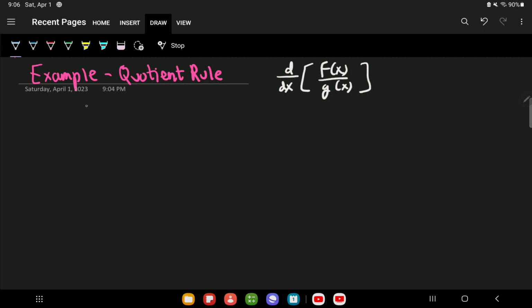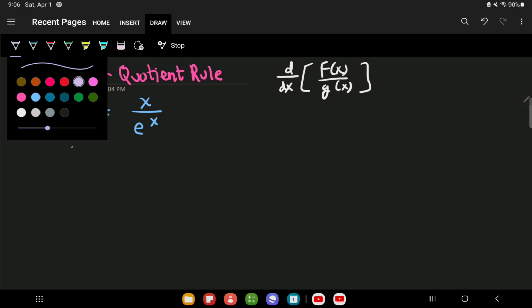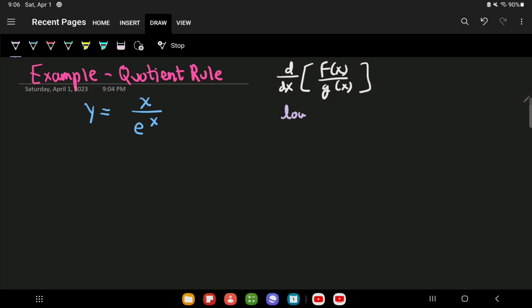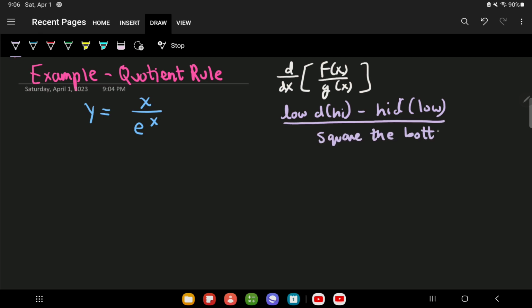So let me define a function. y is x over e to the x. And remember my mnemonic device from before: low d high minus high d low, square the bottom. Here we go.